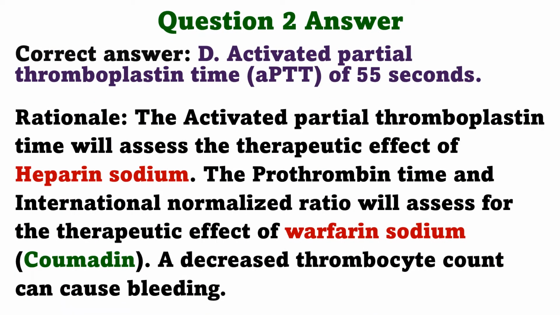The correct answer is D. Activated partial thromboplastin time of 55 seconds. Rationale: the activated partial thromboplastin time will assess the therapeutic effect of heparin sodium. The prothrombin time and international normalized ratio will assess for the therapeutic effect of warfarin sodium. A decreased thrombocyte count can cause bleeding.